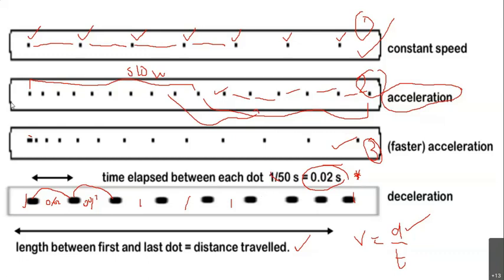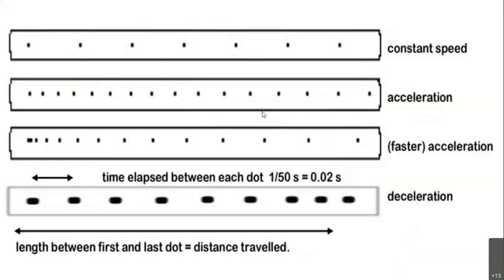So for this tape that we're looking at, let me just clear this up. For this tape that we're looking at, how much time has passed? Exactly. Okay. 1, 2, 3, 4, 5, 6, 7, 8 spaces multiplied by 0.02. That works out to 0.16 seconds.